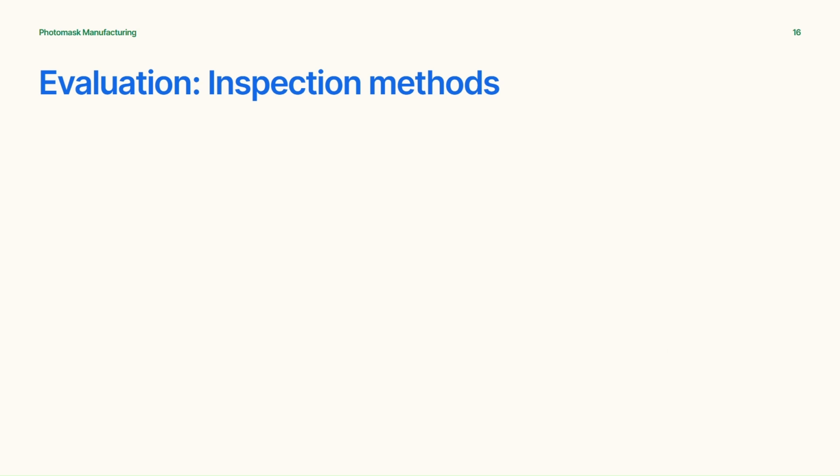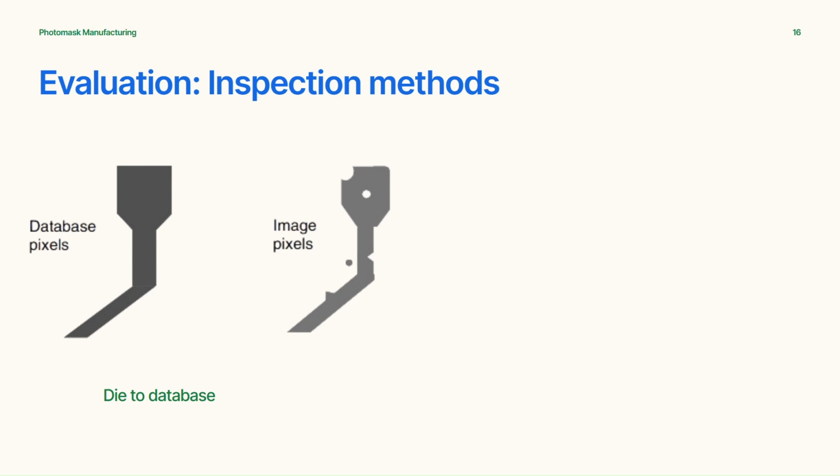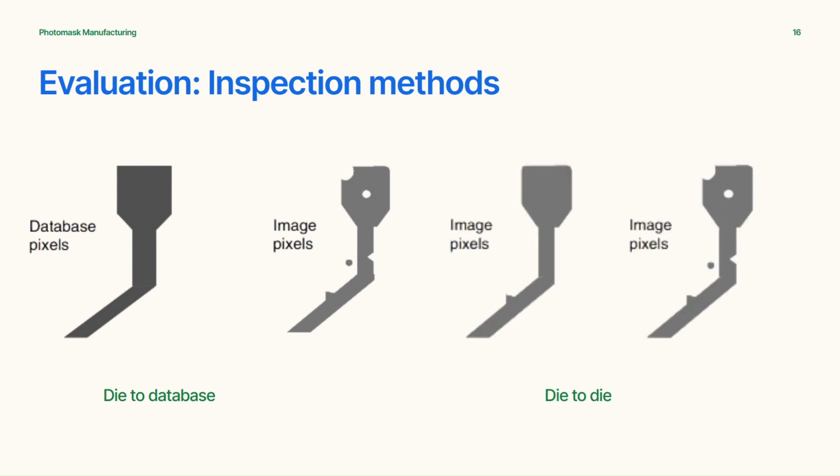Now, there's 2 main inspection methods. The first one is die to database, where we're going to be checking our new photomask against a database of what that photomask should look like. And now the next one is die to die. We're going to be checking the original mask used to create the new mask and the new mask itself.